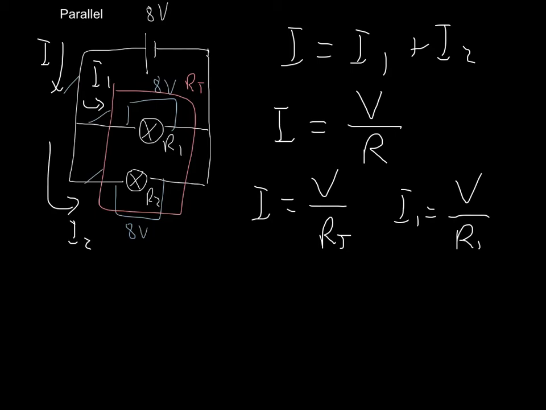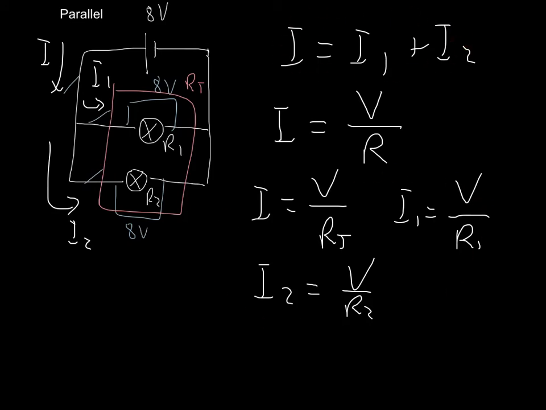And I can do exactly the same thing for R2. Again, V is the same, the resistance is R2, and I2 has to be equal to V over R2. So let's just write that down. I2 equals V over R2. And now what I need to do is use these three formulas and combine them with this formula here.